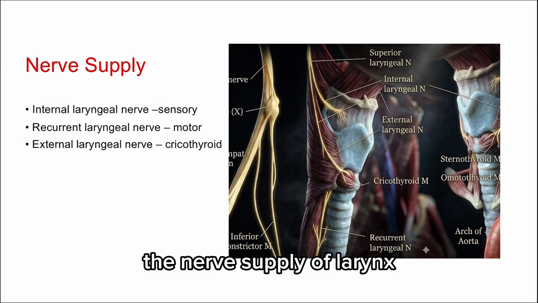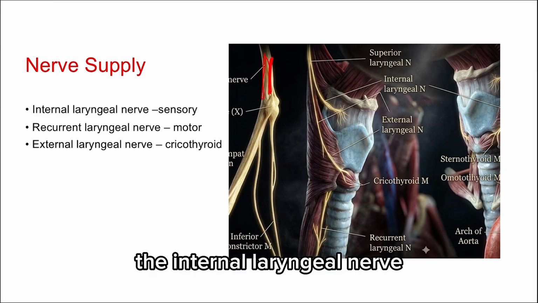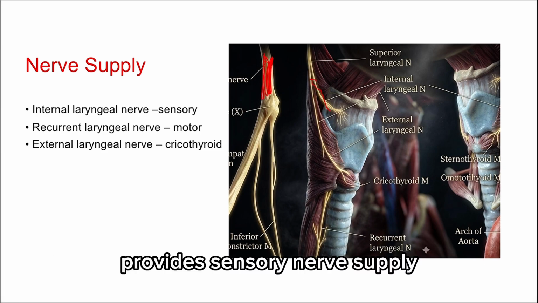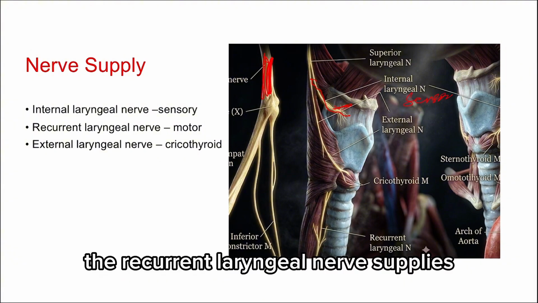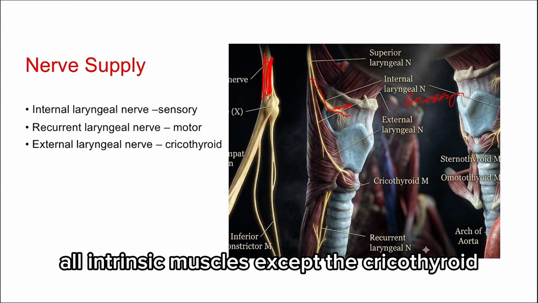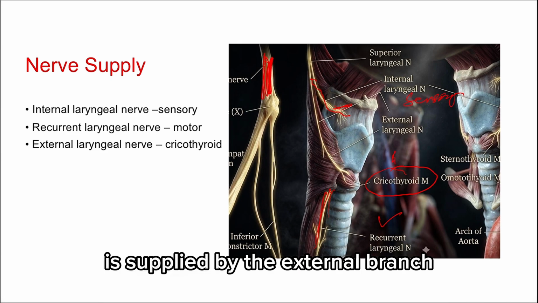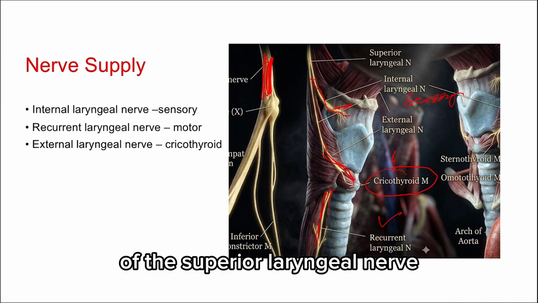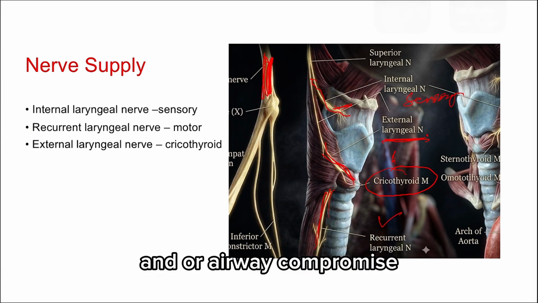The nerve supply of the larynx is derived from branches of the vagus nerve. The internal laryngeal nerve provides sensory nerve supply above the vocal cords. The recurrent laryngeal nerve supplies all intrinsic muscles except the cricothyroid. The cricothyroid muscle is supplied by the external branch of the superior laryngeal nerve. Injury to these nerves can cause hoarseness and or airway compromise.